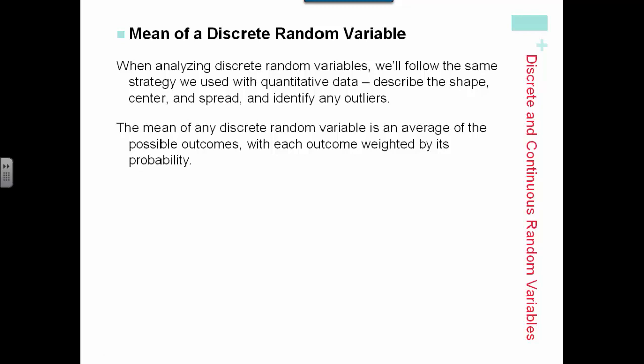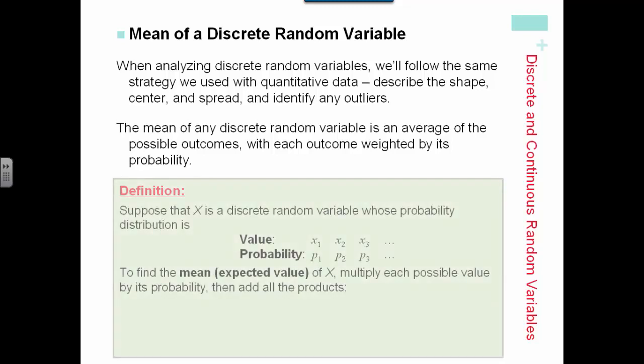When analyzing discrete random variables, we follow the same strategy we used with quantitative data. Describe the shape, center, and spread, and identify any outliers. The mean is an average of the possible outcomes, with each outcome weighed by its probability. So to find the mean or expected value, multiply each possible value by its probability, then add all the products.